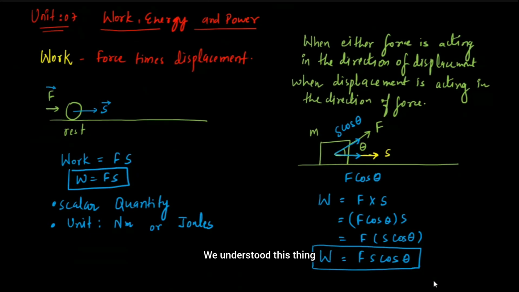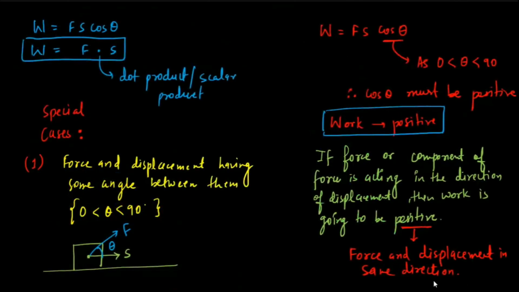We understood that either force should be in the direction of displacement or displacement should be in the direction of force. So work can be written as Fs cos theta. Again, this is a scalar quantity and doesn't have any direction. Also, work can be written as F dot S. Wherever there is a cos theta, there is a dot product. That is something you should keep in mind.